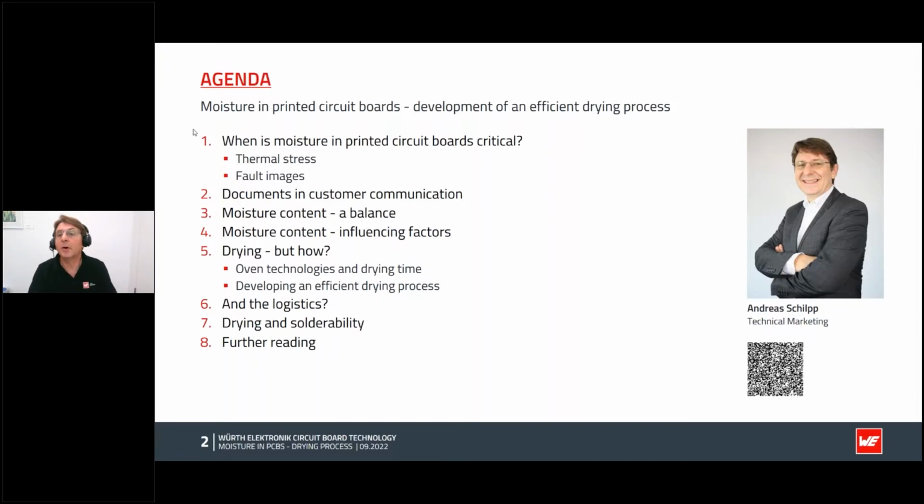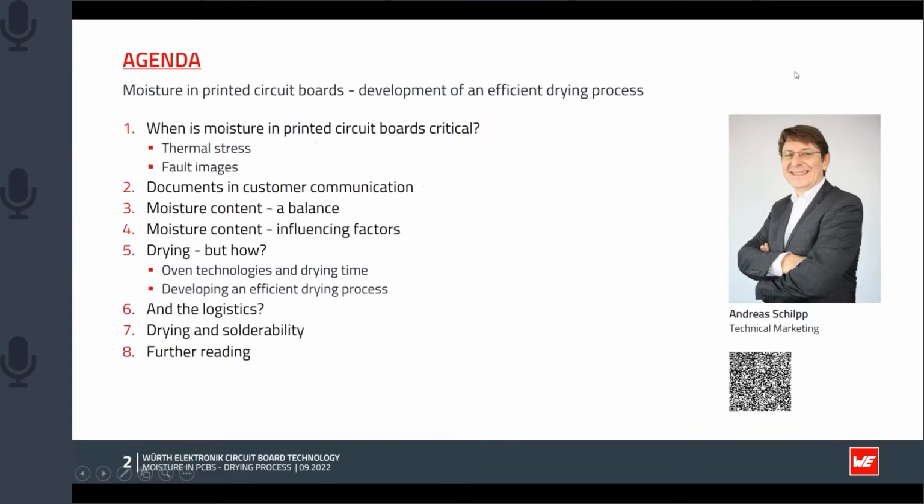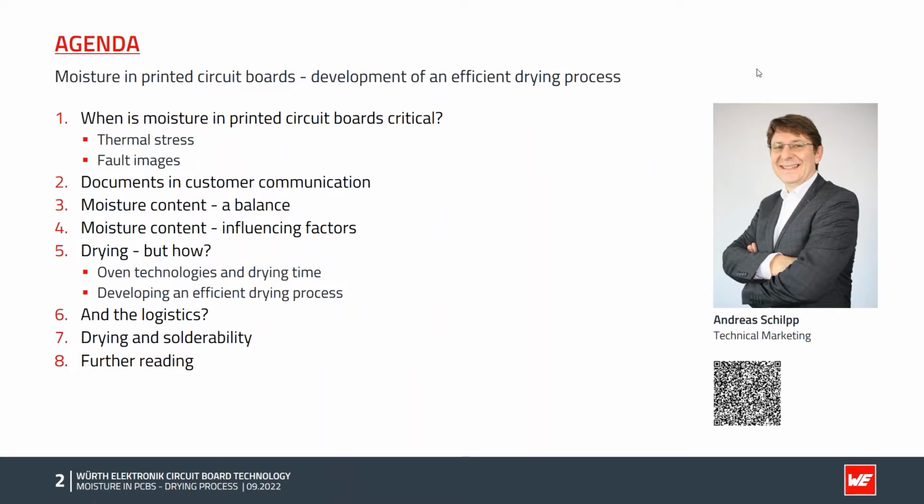So these are the points I will present today. We are starting with when is moisture in printed circuit boards critical? Then we have a look at documents in our customer communication. We talk about moisture content balance, moisture content influencing factors, then drying, but how? And the logistics is point 6, which is also very interesting and important. And finishing with drying and solderability and further reading.